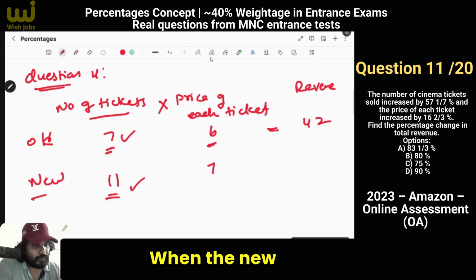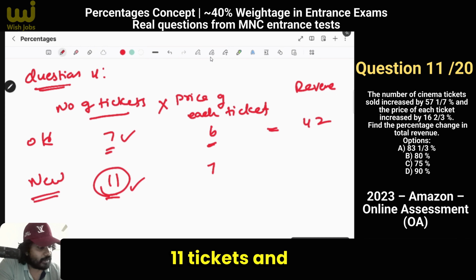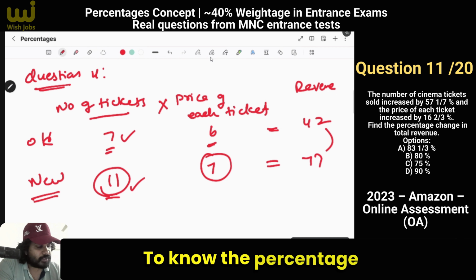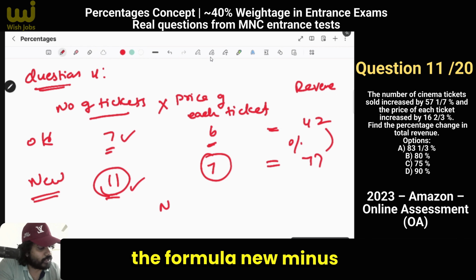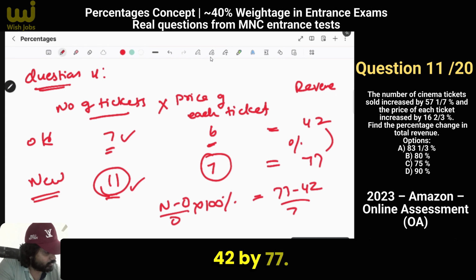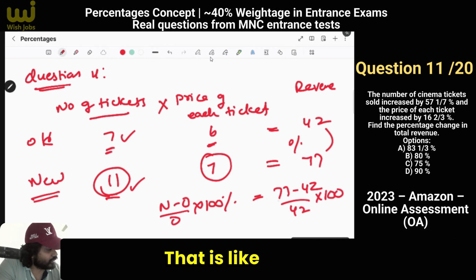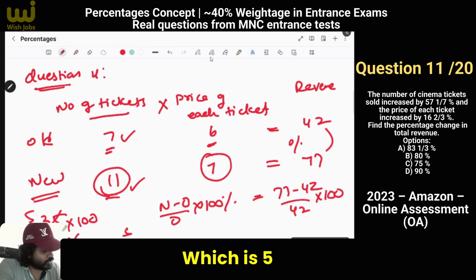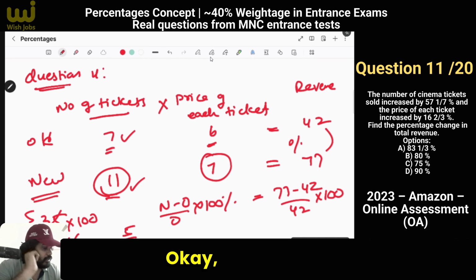Now they are selling 11 tickets at the price of 7 rupees. So 11 into 7 will become 77. To know the percentage difference, you know the formula, new minus old by old into 100 percentage, which is 77 minus 42 by 42 into 100. Sorry, thanks for flagging. That is like 35 by 42 into 100, which is 5 by 6. That is 5 by 6.